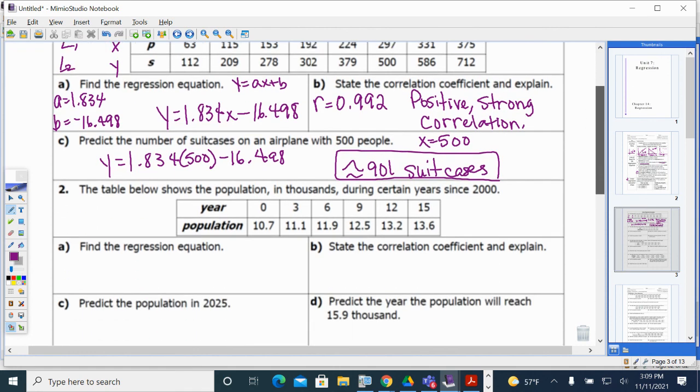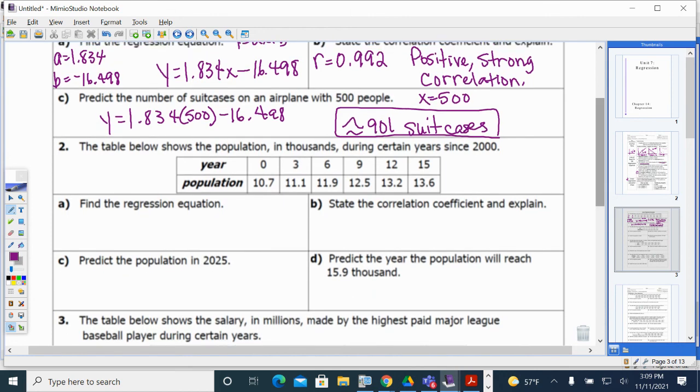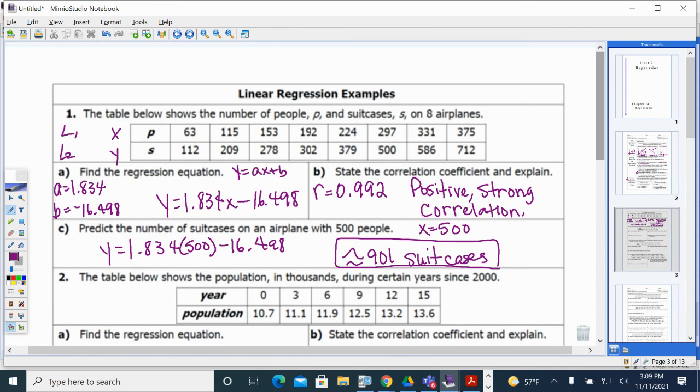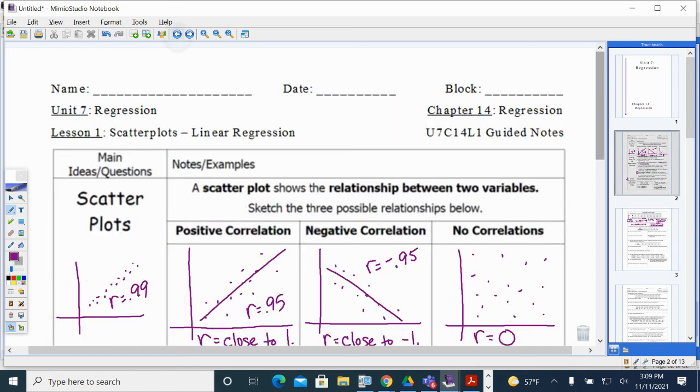The steps for the rest of these are identical. There are times when we're going to predict the year. Those are things I feel like we need to practice together. But that is your video for Unit 7, Chapter 14, Lesson number 1.